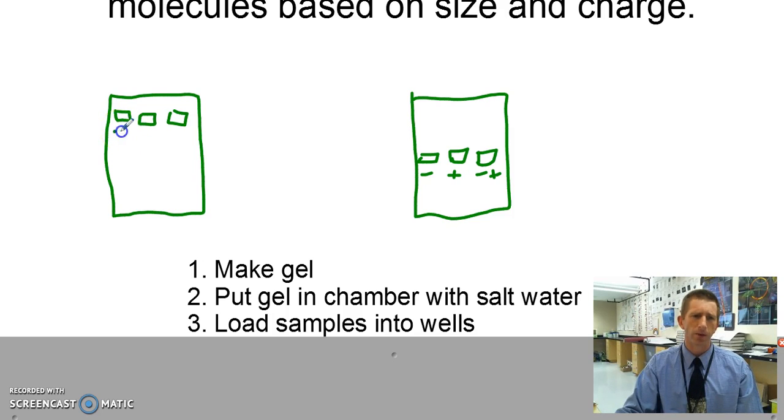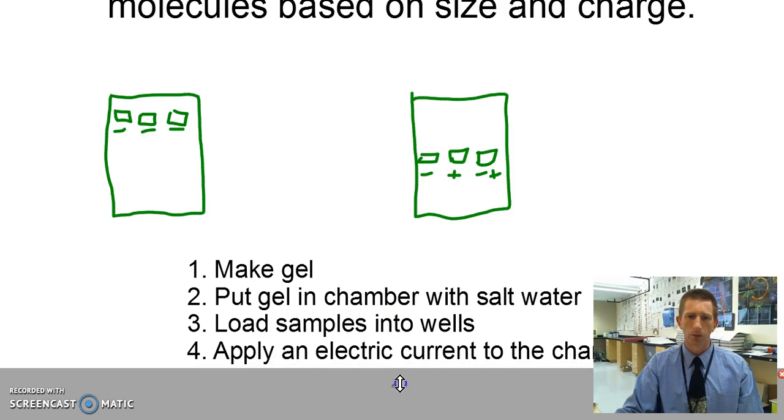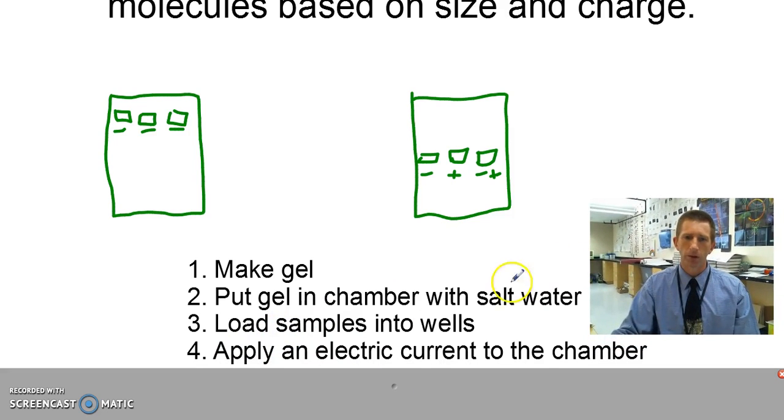And DNA, because of the phosphate groups, is negatively charged. So all of these are going to have a negative charge. All these samples in this well are going to have a negative charge. In class, we used different dyes with different polarities, and we were trying to determine which was positive, which was negative, and which was large and which was small. Okay, so then we're going to apply an electric current to the chamber, and so we're going to polarize. So we're going to say that this is the negative end and this is the positive end.